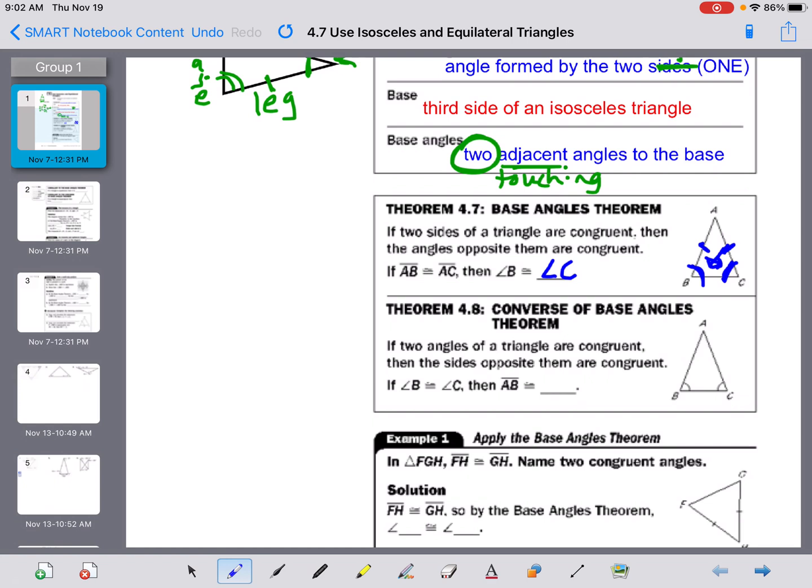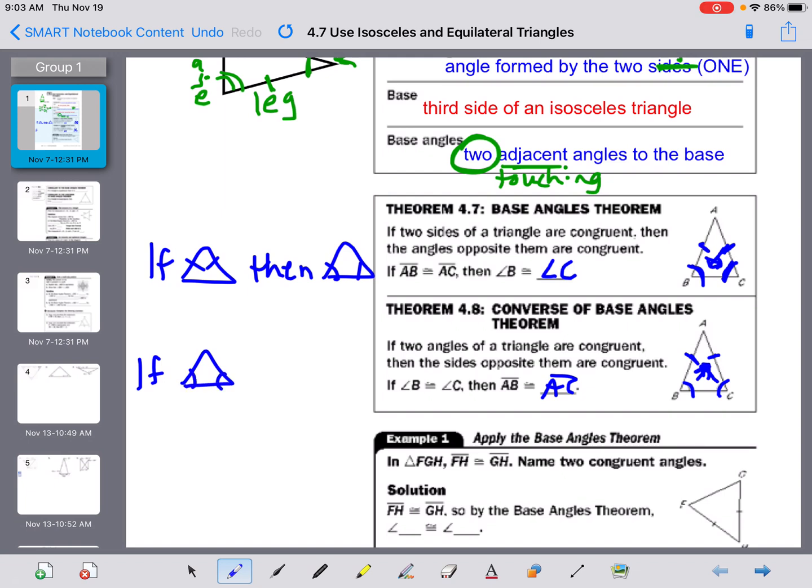If I put this in a proof, this is what I write: if legs, then angles. It's just a quick reminder to me. If I have two sides, then I have two angles, okay? The next theorem is just the converse. And we remember from chapter 2, converse just flips our information. This time it says if I have two base angles congruent, or two angles congruent, then I follow them and the two sides opposite them will be congruent. So if angle B is congruent to angle C, then AB is congruent to side AC. And again, if I put this in a proof, I'm going to write if angles, then sides, okay?